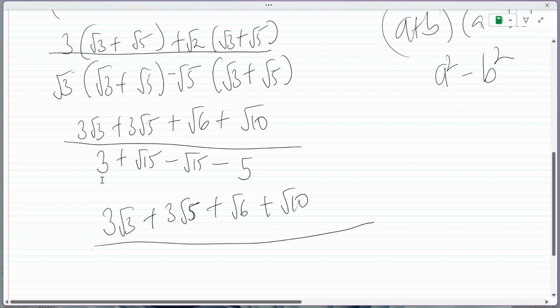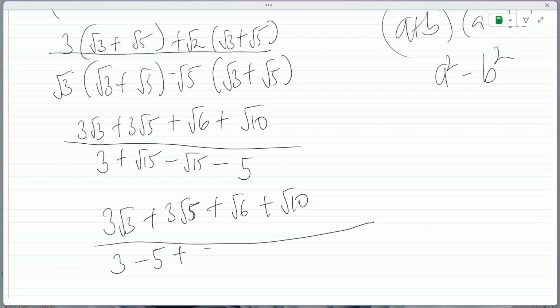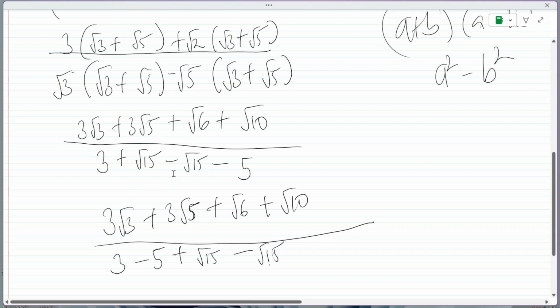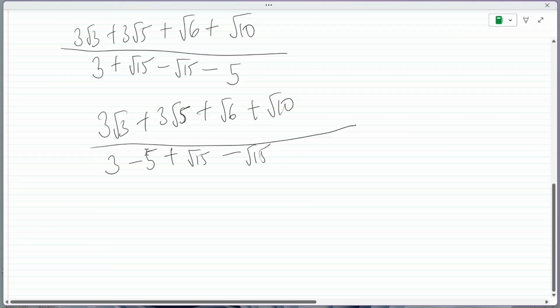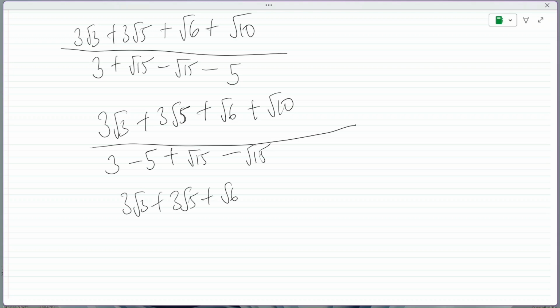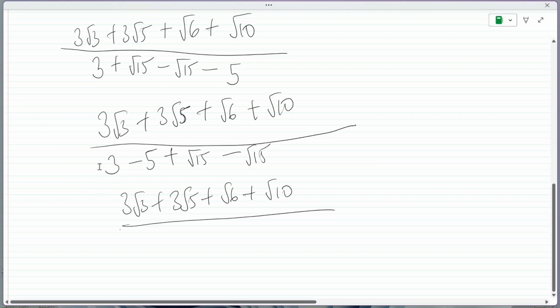Now we collect like terms at the denominator. Let's take the constants or the pure numbers without roots first. We have 3, then this 5 owns this negative, minus 5, then you have plus root 15 minus root 15. The first root 15 has a positive, the second root 15 has a negative. On the next line, we still repeat our numerator, no like terms: 3 root 3 plus 3 root 5 plus root 6 plus root 10 over, this 3 has a positive, so plus 3 minus 5. You have 3, you are owing 5. If you pay back, you'll still be owing 2, because what you owe is more than what you have, so your result is minus 2.